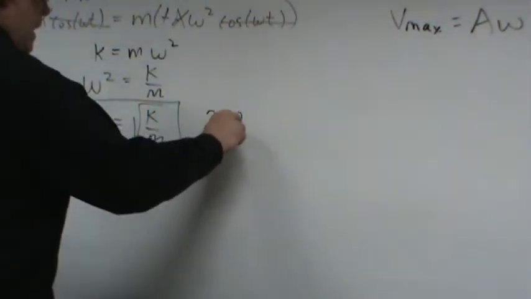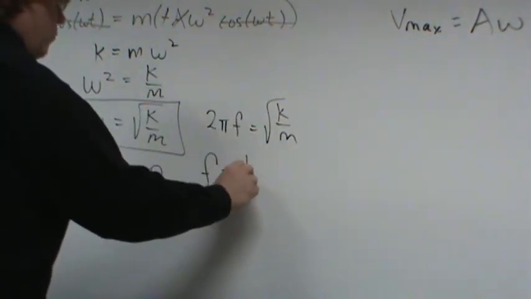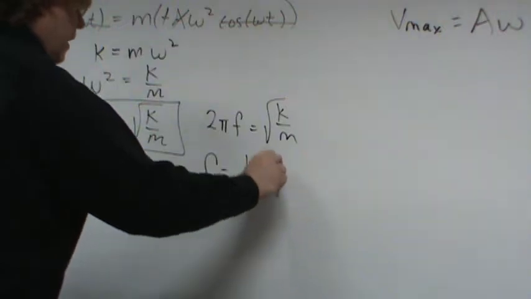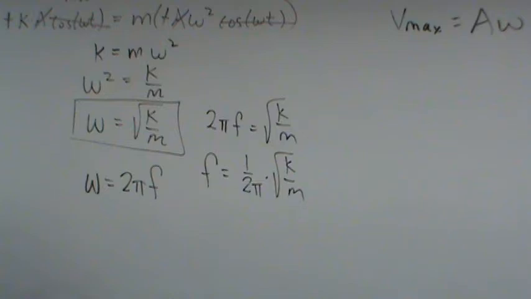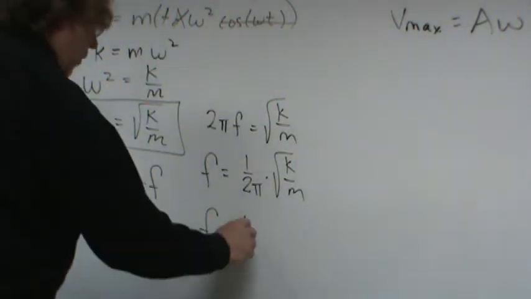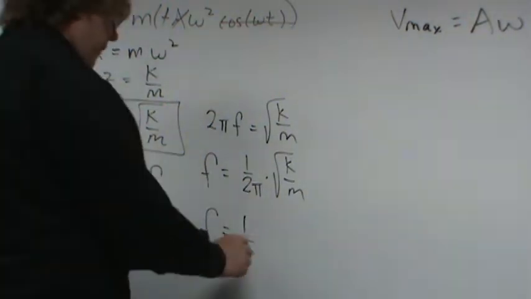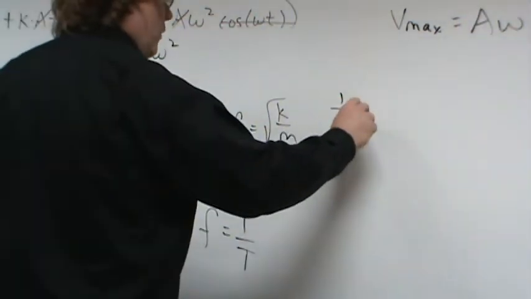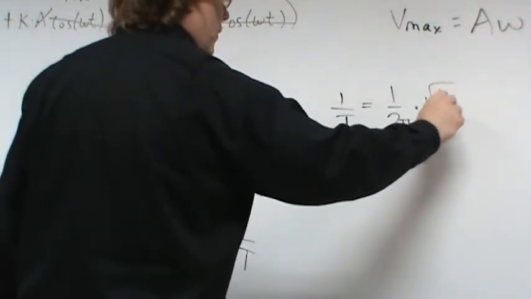So I get 2 pi f equals radical k over m, or f equals 1 over 2 pi times radical k over m. That's my formula for frequency. If someone gives me spring constant and mass, that's frequency. But we also know that frequency is equal to 1 over the period, correct? So I can stick 1 over the period in for frequency, and I get 1 over period equals 1 over 2 pi times the square root of k over m.